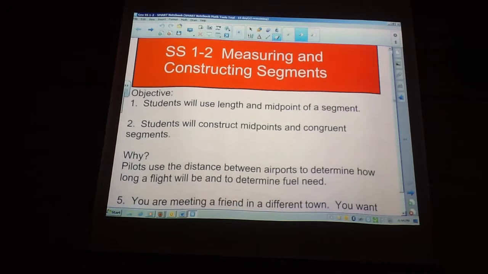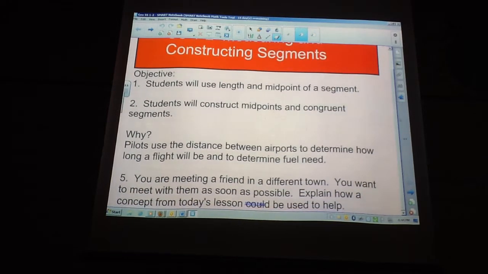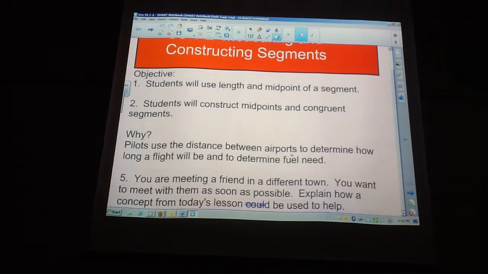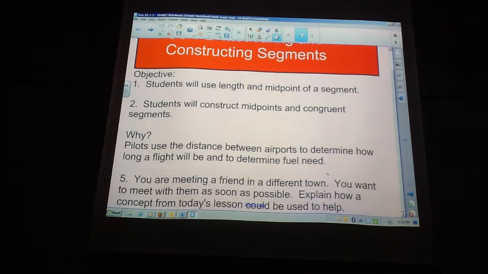So you don't need to write down the objectives, but do read through them. It lets you know what the section's about. And of course, as always, I have some sort of why on the lesson. And then either you can answer the question number 5 now in a Word document that you can save as your homework, or you can just type it and save it for later to answer.